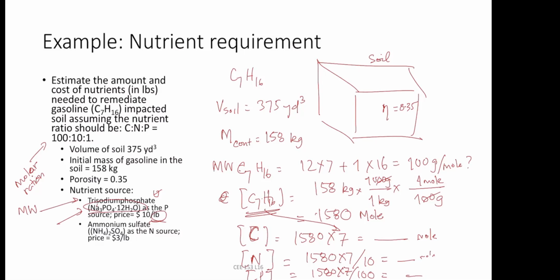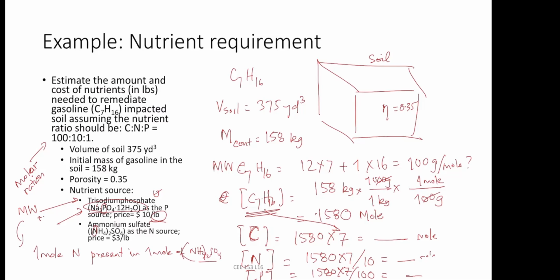Whatever the molecular weight is, I'm not going to calculate it. Let's say this is the molecular weight of trisodium phosphate. So that many grams has 1 mole of phosphorus. You see, this is 1 phosphorus, same thing here, 1 mole. So 1 mole of N is present in 1 mole of (NH4)2SO4. And you also know the weight of 1 mole, so you can get the weight of the ammonium sulfate.